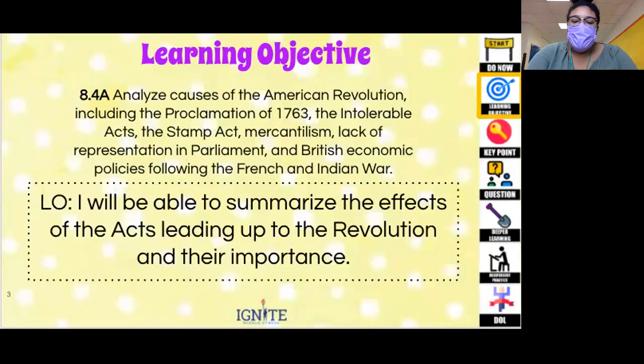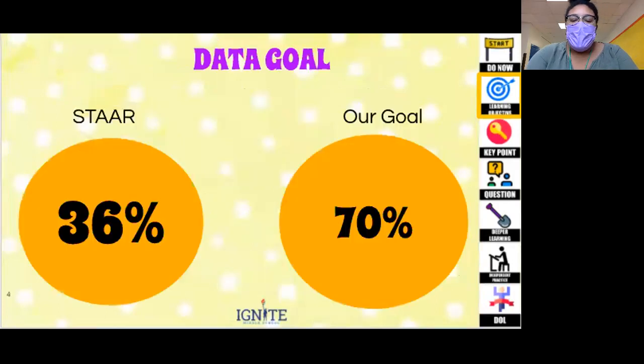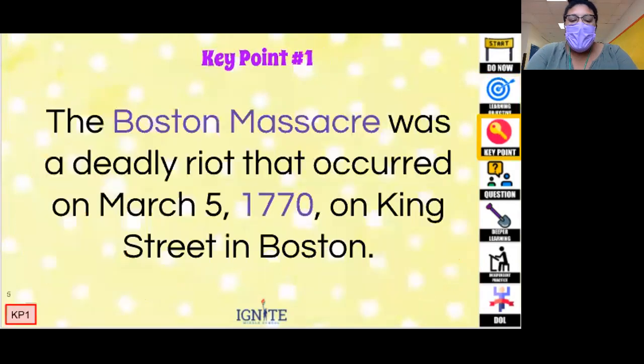Our learning objective remains the same. I will be able to summarize the effects of the acts leading up to the revolution and their importance. Our data goal is about 70%. Historically, this is not a standard that scholars tend to be super successful on, but my goal for you all is 70%. So we start with the Boston Massacre.